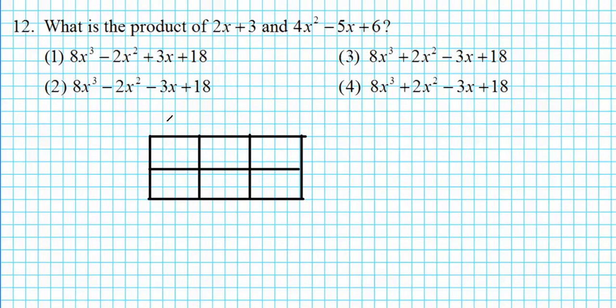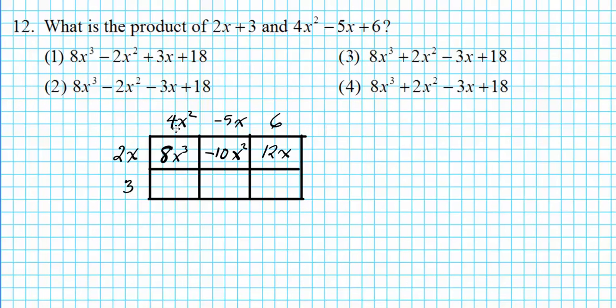Okay, so we have 4x squared, negative 5x column, and the 6 column. For the rows, this is a 2x row, and this is the constant of 3 row. Now remember, anytime you're multiplying variables, you have to add the exponents, okay? So 2 times 4 is 8, x times x is x to the third. 2 times negative 5, don't forget the sign, is negative 10, x times x is x squared. 2 times 6 is 12, just bring the x along.